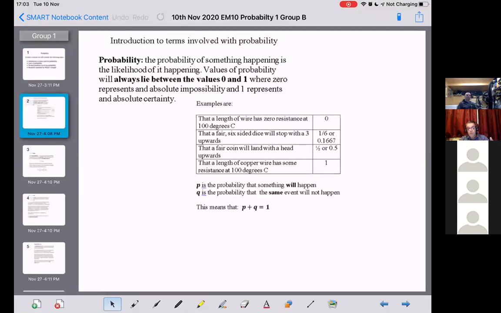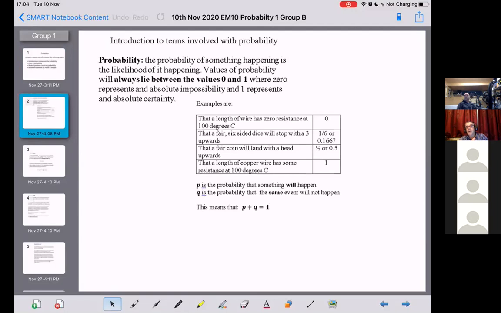Well, first of all, probability itself: the probability of something happening is the likelihood that it will happen. So values of probability will always lie between the values 0 and 1, where 0 represents an absolute impossibility and 1 represents an absolute certainty.